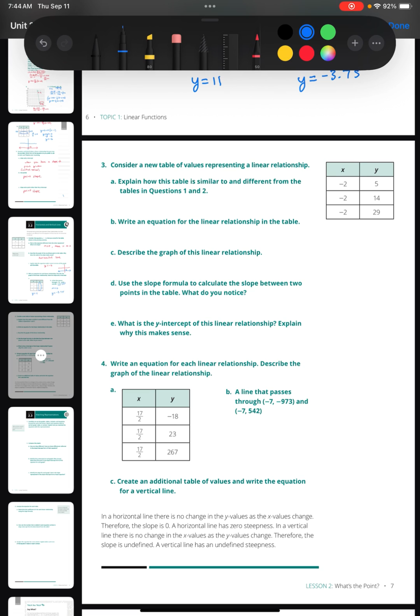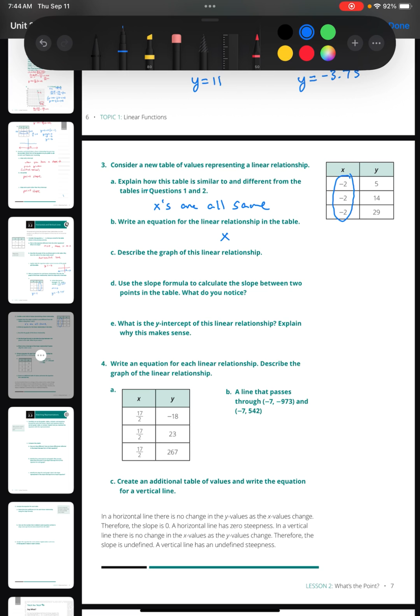All right, for the next page, now we're going to look at the opposite of that. We're going to look at vertical lines. So explain how this table is similar to and different from the tables in question 1 and 2. So we still have a value that's remaining the same. This time the x's are all the same. The y's are different. So it's basically the opposite of what we just saw.